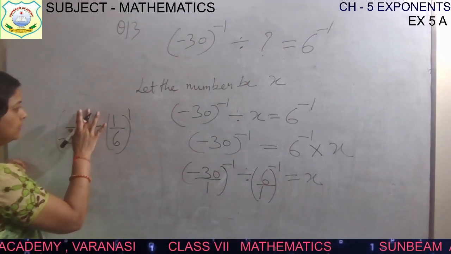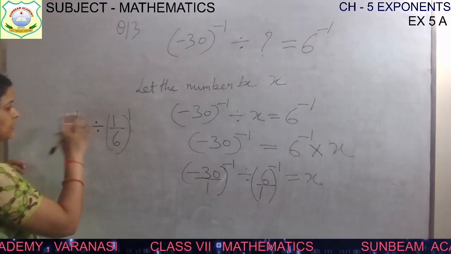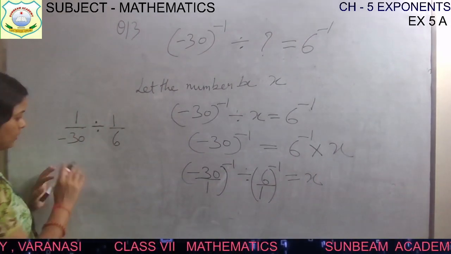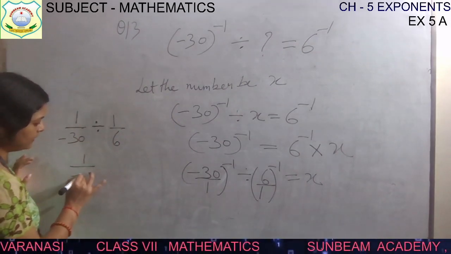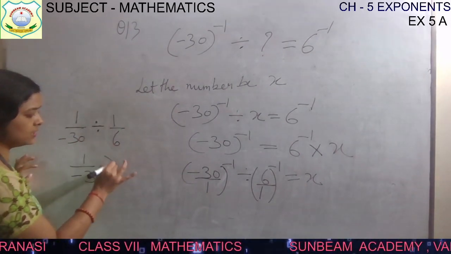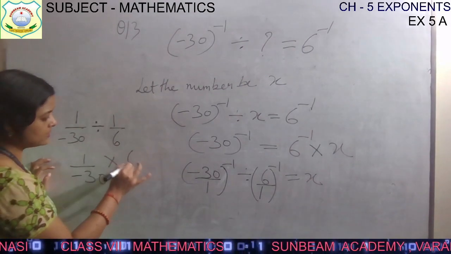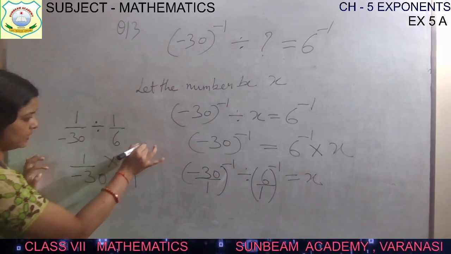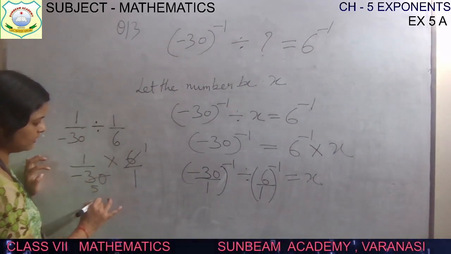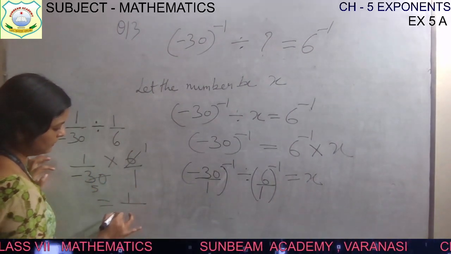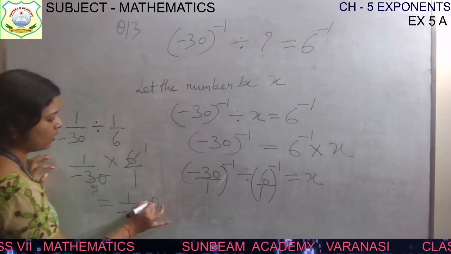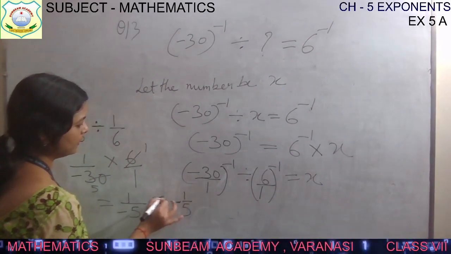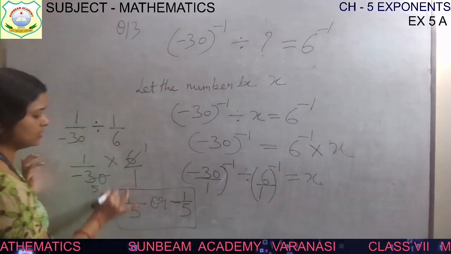Whole to the power 1 means the answer will be same. When we will open the bracket, the answer will be same. Now simplify it. 1 upon minus 30. Divide will change into multiply and the reciprocal of the second rational number. So now when you will simplify, 6 1 is 6 and 6 5 is 30. So in numerator 1 will come, in denominator minus 5 will come, or you can write it as minus 1 by 5. This is the answer, children.